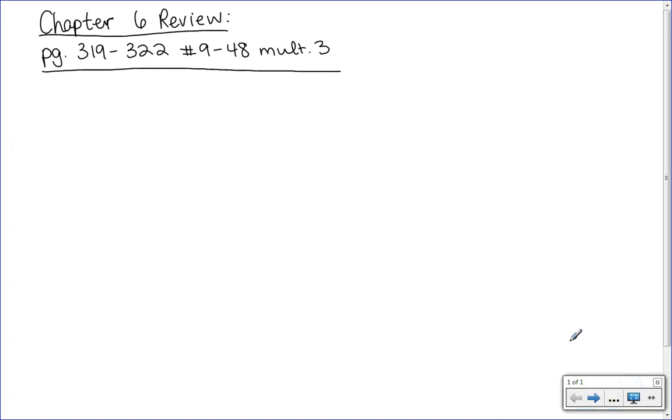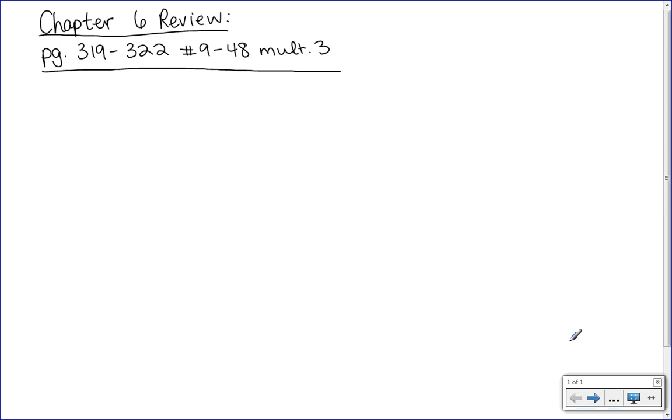Okay, these are the solutions to the even-numbered problems in the Chapter 6 review, which was page 319 to 322, numbers 9 through 48, multiples of 3. If you have not already completed this assignment, stop the video, complete it, and then come back to check your answers against the solutions.